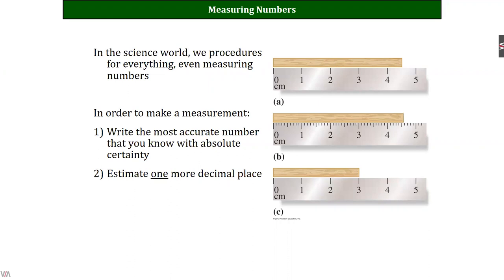So here's our procedure for measuring a number. You start by writing down the most accurate number that you know with absolute certainty. That's almost always going to be till you run out of decimal markings, because as long as you have markings for every tenth, everybody will agree on it. You know with absolute certainty where it is. And then you estimate one more decimal place. You always need to be using your best judgment to write that last digit. As soon as you get to a decimal place where you're estimating or guessing, that's the last number that you can write down.